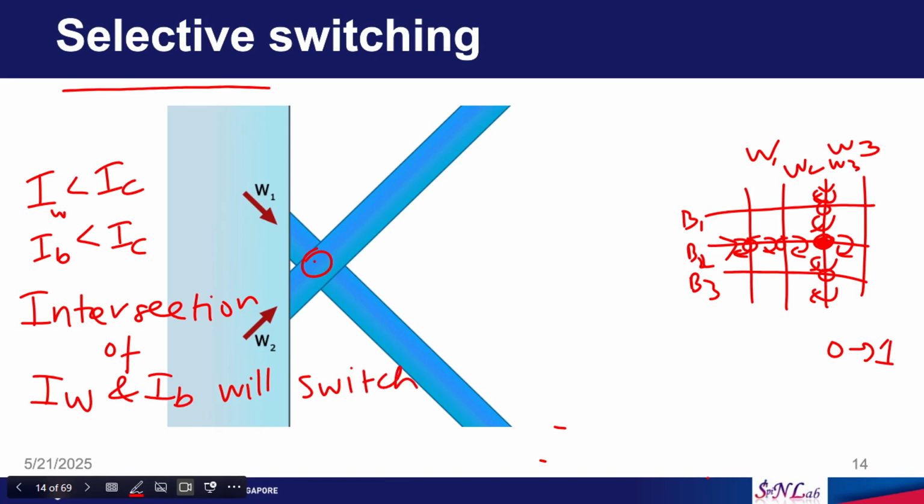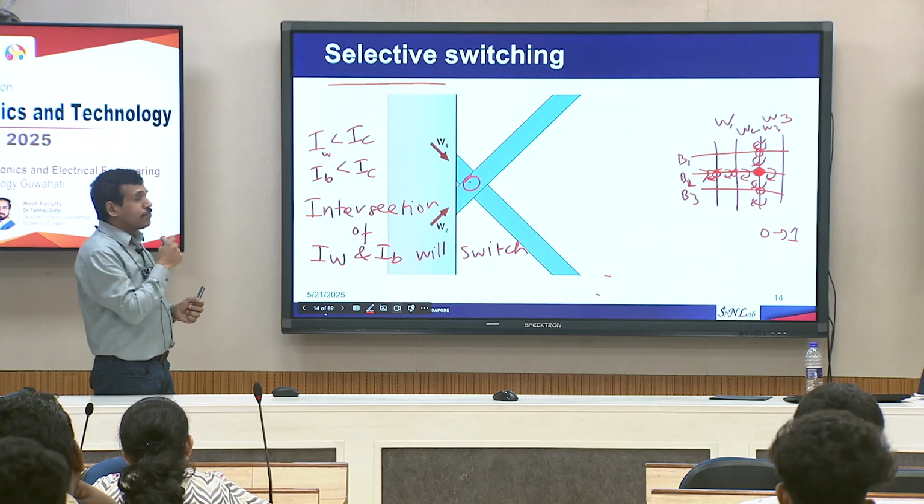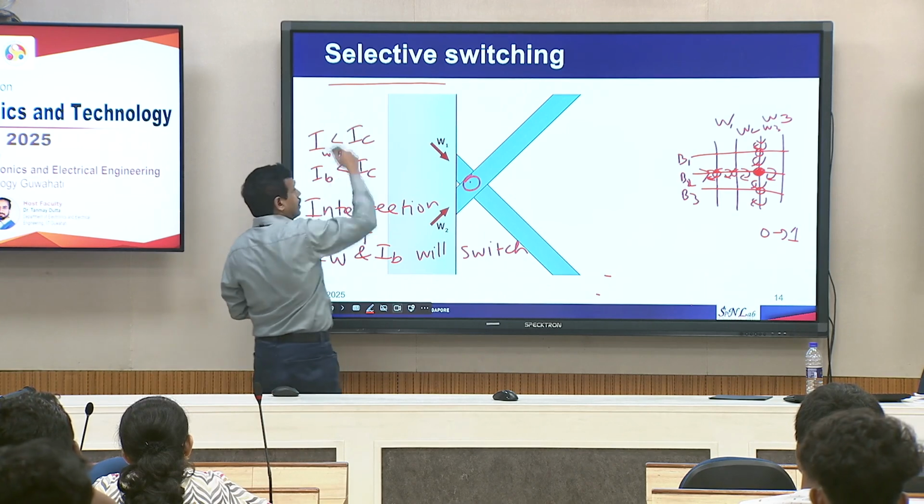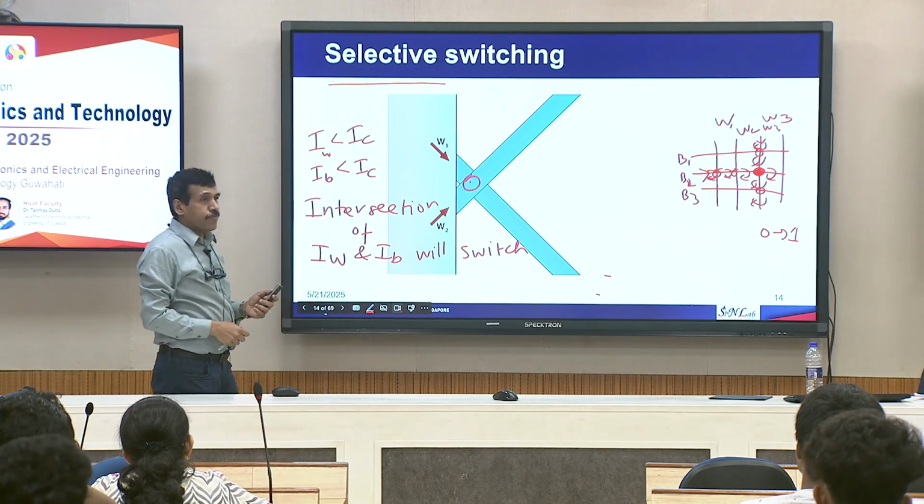So, by choosing the two wires, we can selectively switch the MRAM cell we want to switch. That is the reason the word selective switching is used here.